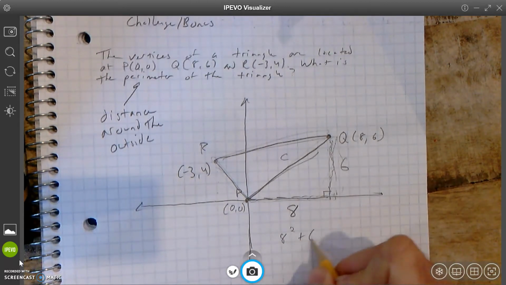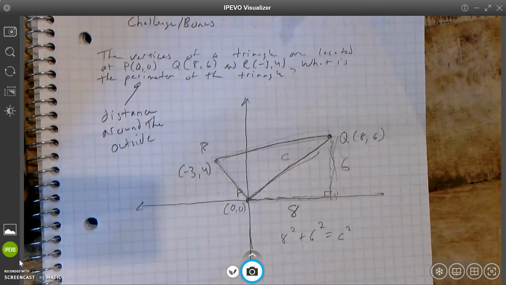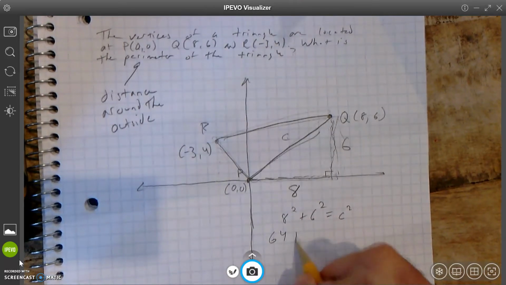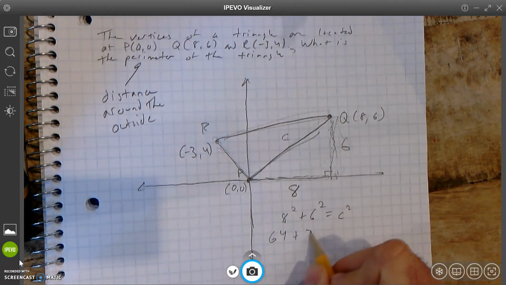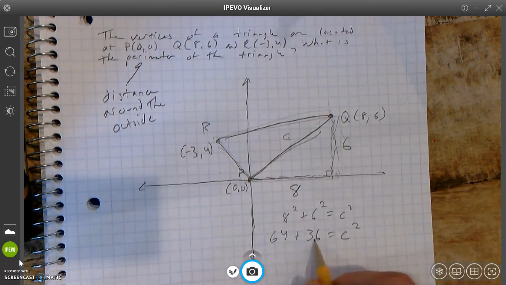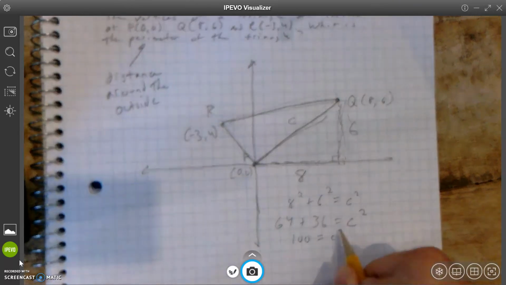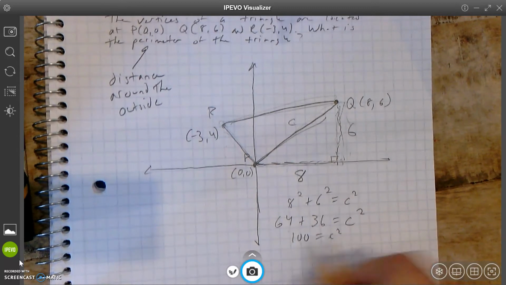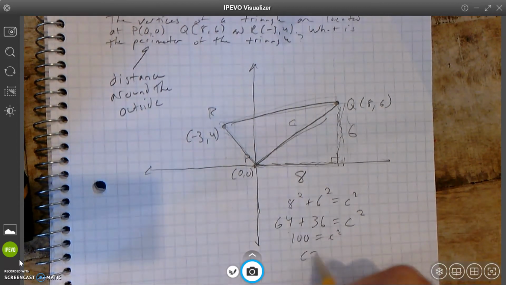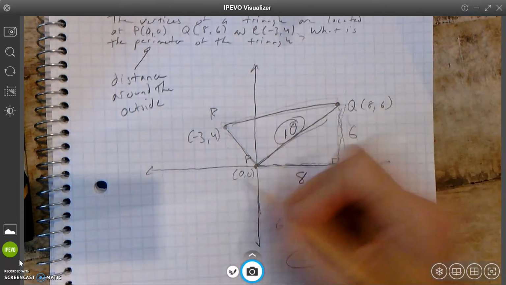So I use the Pythagorean theorem. 8 squared plus 6 squared equals c squared. So that would be 64. 8 times 8 is 64. 6 times 6 is 36 equals c squared. 64 plus 36 is 100. The opposite of squaring: one number squared times itself is 100, and it's got to be positive because distance is always positive. That would be 10. So this is 10 right there. That's 10 units going that way.